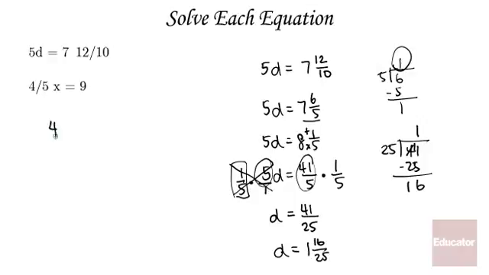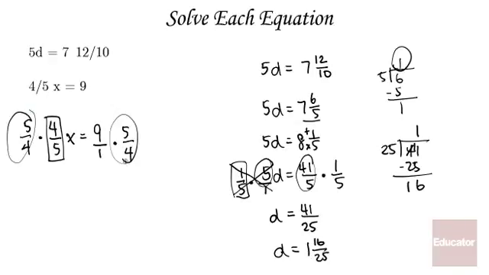Let's try another example. 4 over 5 times x equals 9. So I'm going to take the multiplicative inverse of 4 over 5, which is 5 over 4. And over here, I'm going to take this 9 and change it to a fraction so that I can multiply with a fraction, 5 over 4. Notice the multiplication property of equality tells me I'm going to be multiplying the same number to both sides. The 5 and the 5 will cancel, the 4 and the 4 will cancel, so I've isolated my variable, x is alone. 9 times 5 is 45, and 1 times 4 is 4.